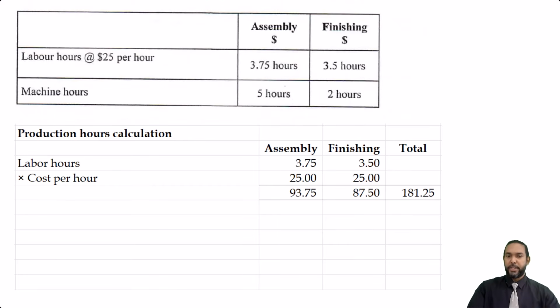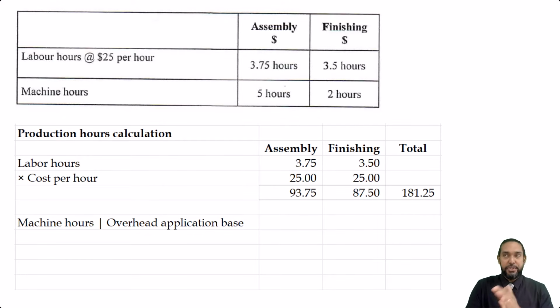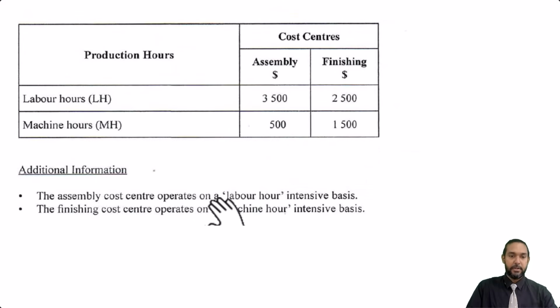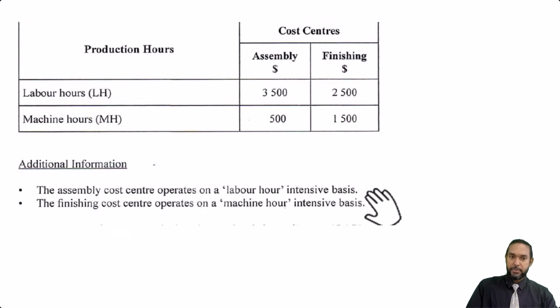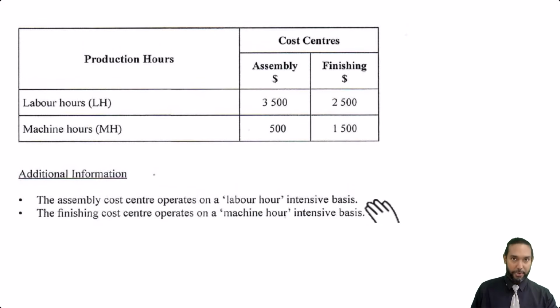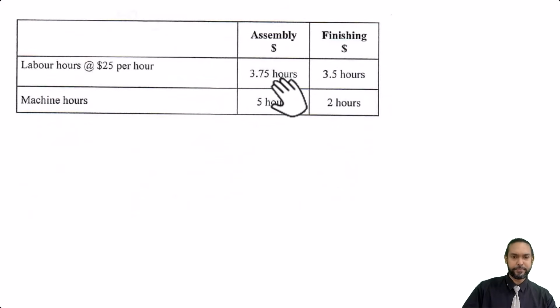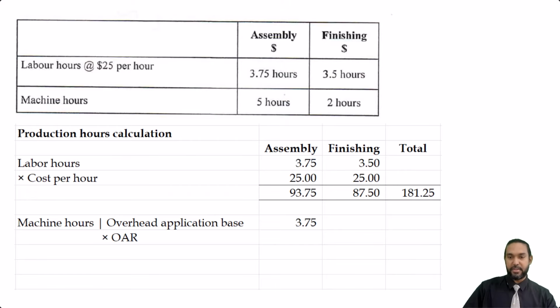Okay, next. So now we have to apply the machine hours, right? Now, check this. Again, there was no machine hour rate, right? What we had to use was the OAR, to help us calculate the overhead costs applied for the machine hours. Now, in the assembly department, if you remember the lovely phrasing here, the assembly cost center operates on a labor hour intensive basis. So what that means is we have to use the labor hours of 3.75, right? And multiply that by the OAR we calculated. Let me show you what I'm talking about, right? So 3.75 by the 4.21.